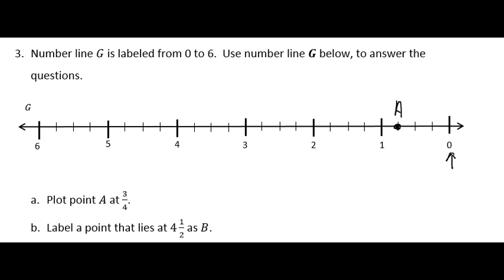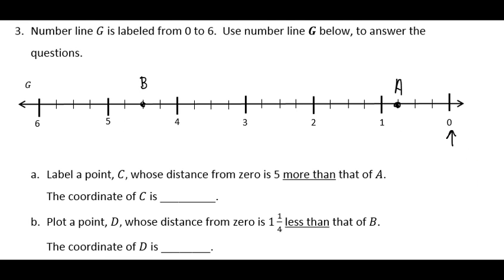The next section says label a point that lies at 4 1/2, and we'll call that B. So I'll start at my 4. I'm going to move toward the 5, because I know that 4 1/2 is between 4 and 5. I also know that 4 and 1/2 is the same thing as 4 and 2/4. So I can find that middle point to show 1/2, which also shows 2/4. So 4 and 2/4 would be between 4 and 5.